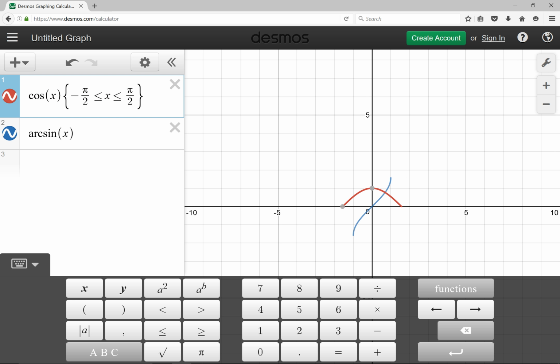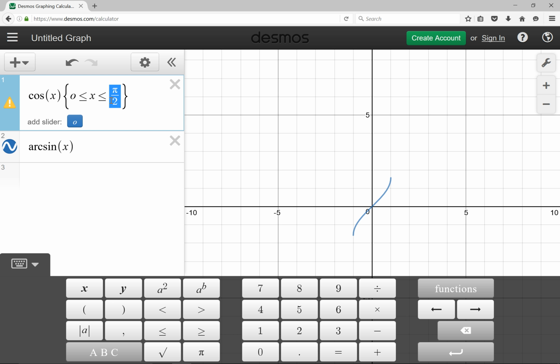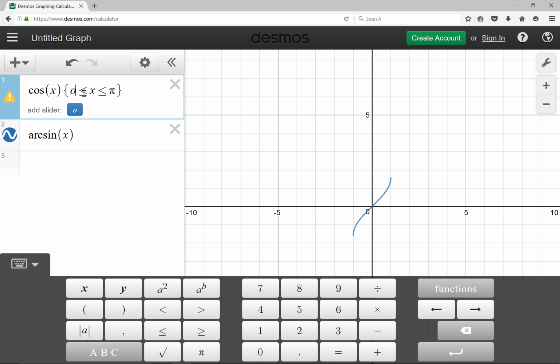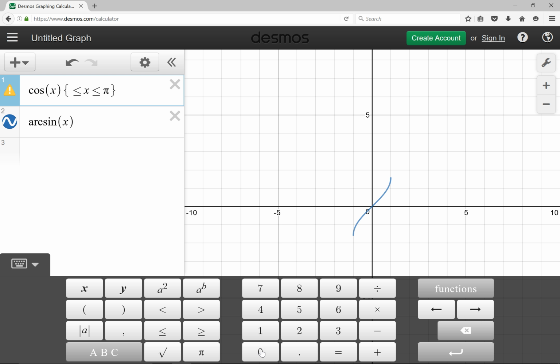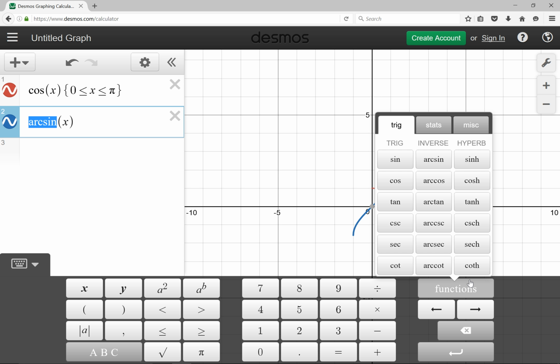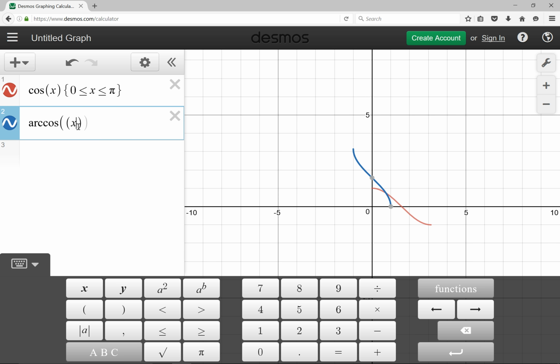No. So you want to go from 0 to pi. Oops, that's an O, it's supposed to be a 0. Okay. And then a little arc cosine action. That'll work. There they are. Not too bad.